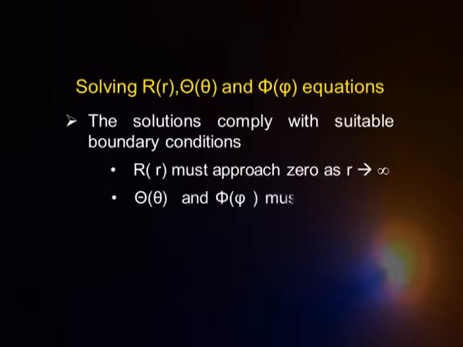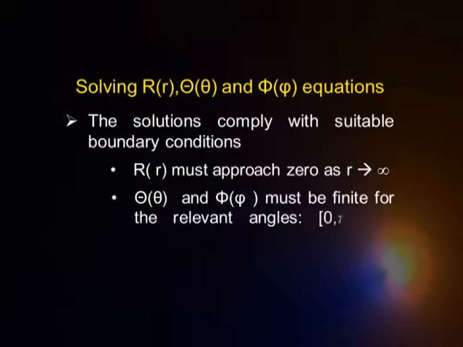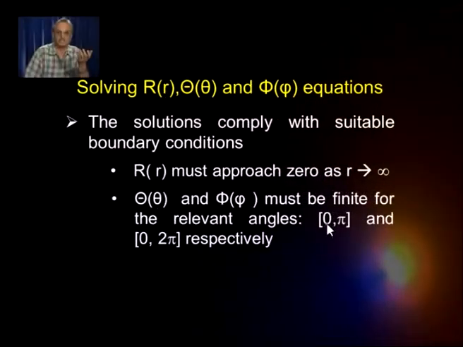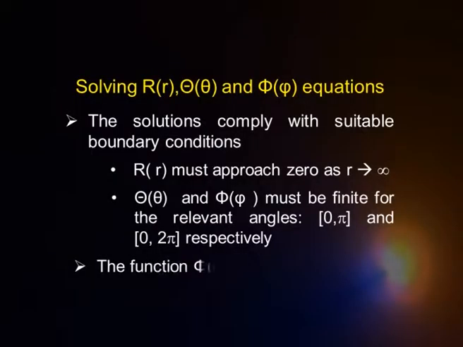Similarly, for theta and phi, we had to ensure that the values of these wave functions are finite for the relevant angle ranges. Say, for theta, we know that the angle range is 0 to pi, and for phi, we have 0 to 2 pi. So, for these ranges, we must ensure in the process of solving these equations that the boundary conditions are met.